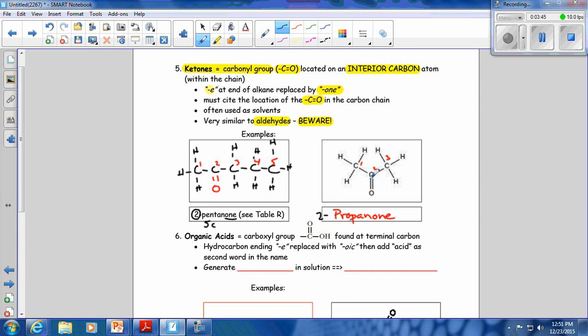So there's only one location for the carbonyl group to be at, so it's really not necessary to label with a number 2 if you want. That's perfectly fine. Obviously, I can't mark you wrong for that. So there you go, ketones.